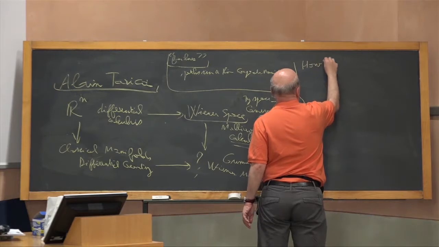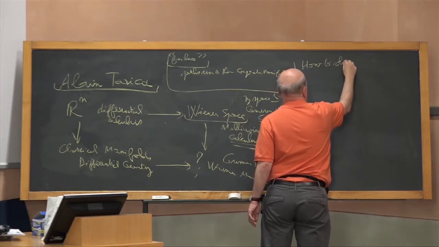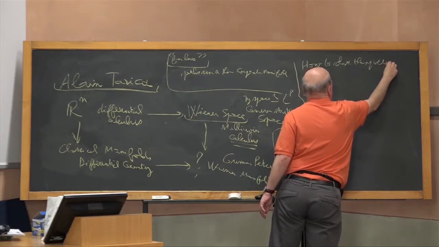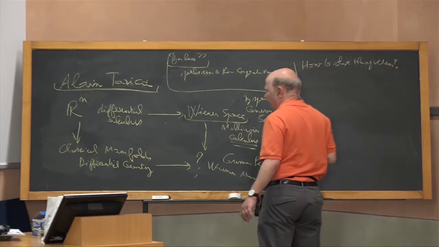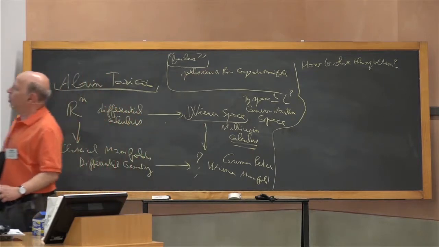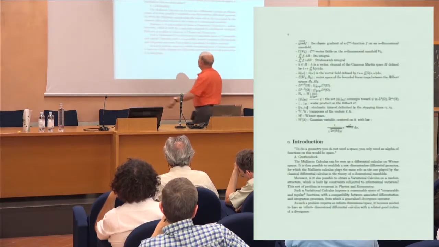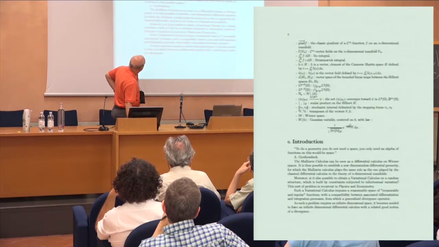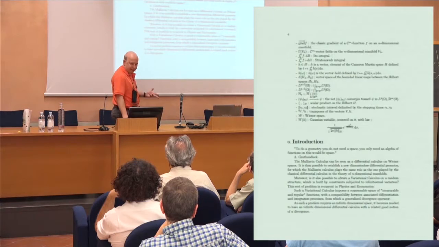How to solve this problem? And the idea was given by the sentence, to do a geometry, you do not need a space, you only need an algebra of functions of this would-be space.